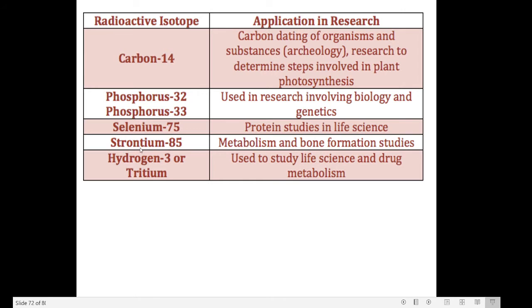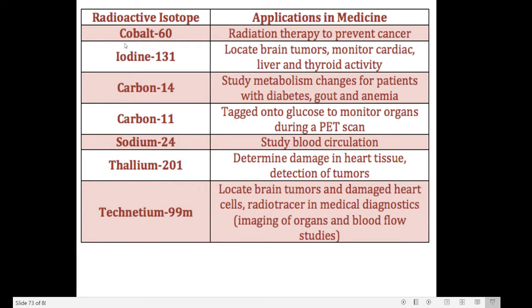Strontium helps with metabolism and bone formation. Hydrogen 3, tritium, is used in life science studies of drug metabolism. Cobalt 60 is used in radiotherapy to treat cancer.